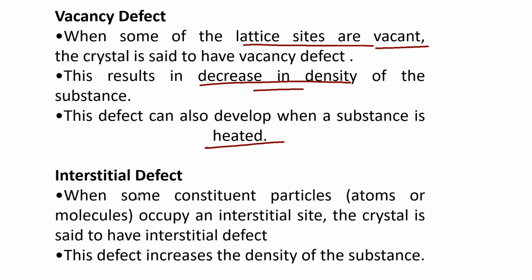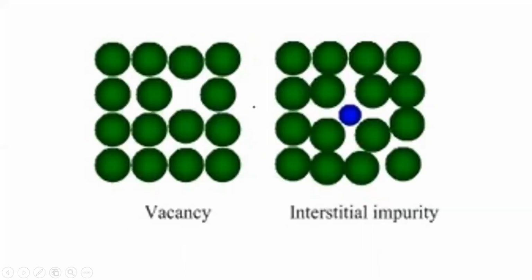Next, interstitial defect. When some constituent particles, that is atoms or molecules, occupy an interstitial site, the crystal is said to have interstitial defect. Interstitial site means the space between two spheres. This defect increases the density of the substance, as more cations or anions are present. Usually only the cations fit, because anions are larger in size. See here, this is called vacancy defect and this is called interstitial defect. The blue ones are cations and the green ones are anions.